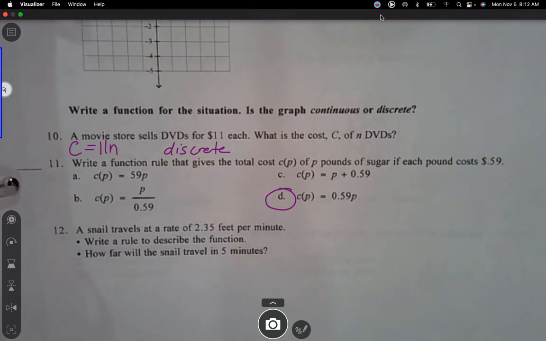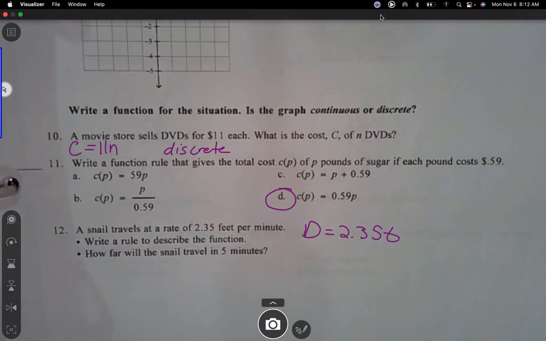So I'm going to put the distance is what? Yeah, our number here is 2.35. And you could have put M or T, whatever. You could have put Y equals 2.35x. Is everybody good with that? Whatever letter you want. So that's our function: 2.35 times your variable. Just like this one.